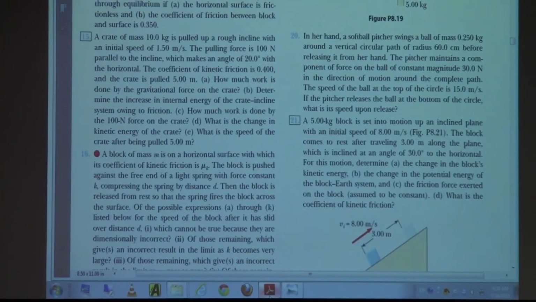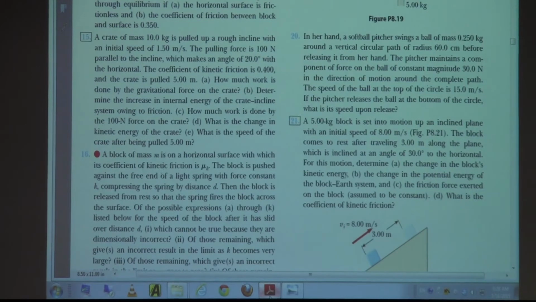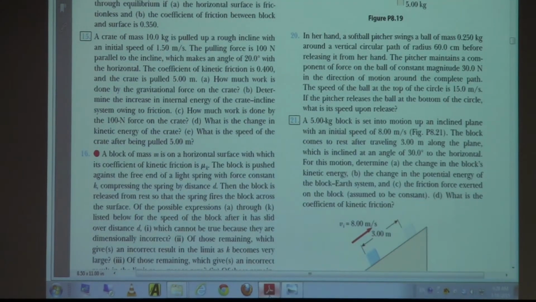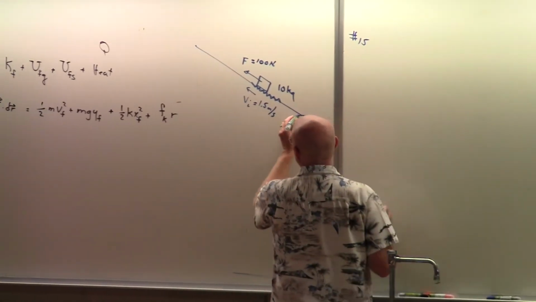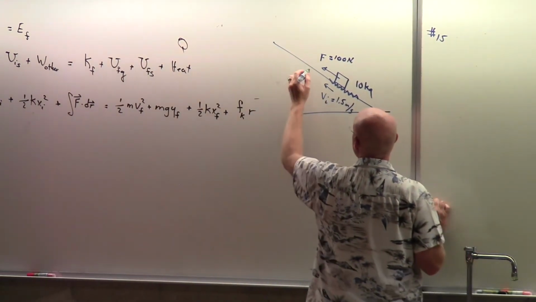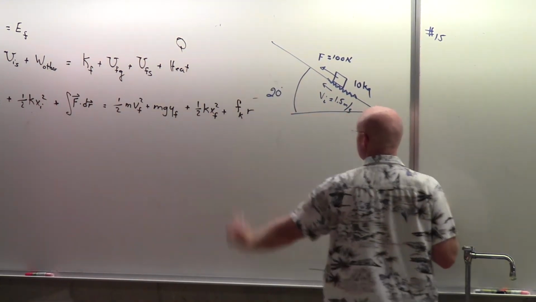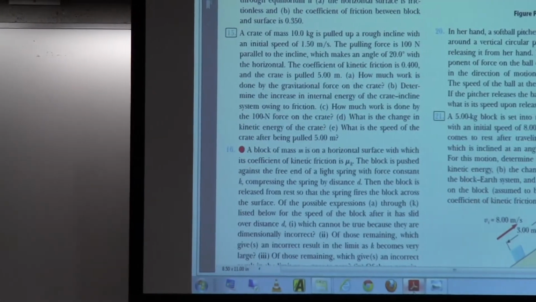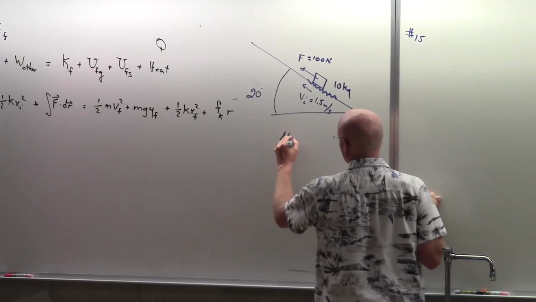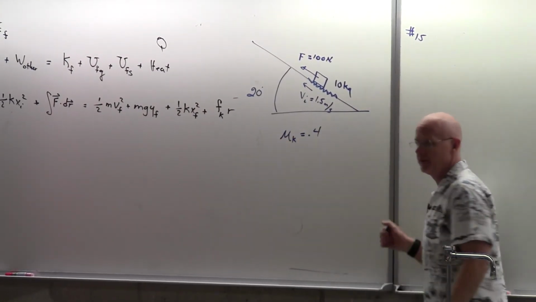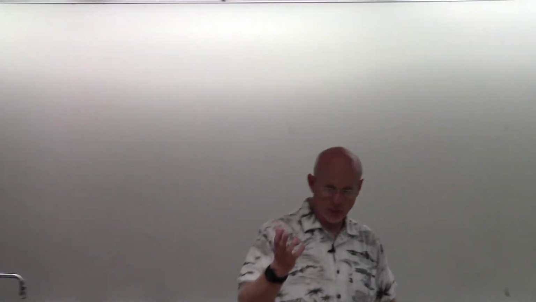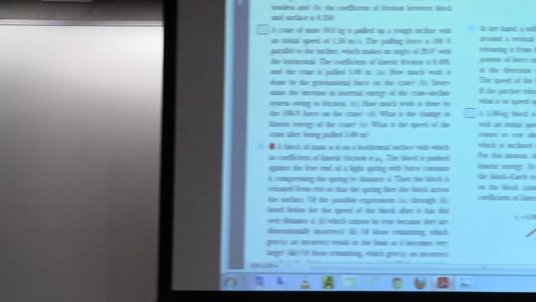A pulling force of 100 newtons is pulled parallel to the incline. It makes an angle of 20 degrees with the horizontal. The coefficient of friction is 0.4. It looks like I drew my incline a little too steep, but I'll put 20 degrees up there nonetheless. So the angle is 20 degrees with the horizontal, the coefficient is 0.4, and so mu sub k is 0.4. So again, that's going to be related to how much heat there is.